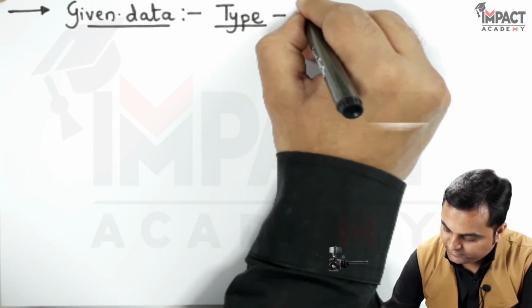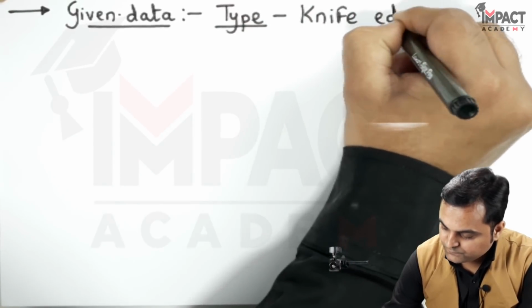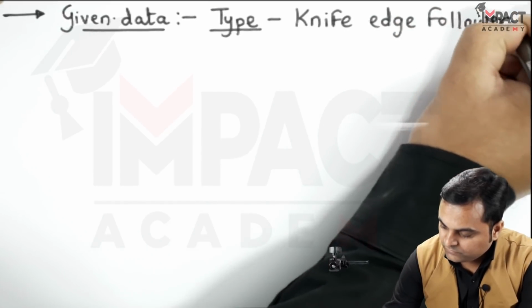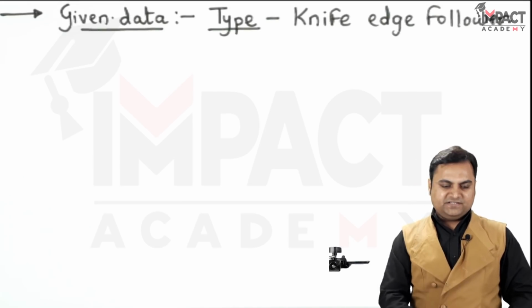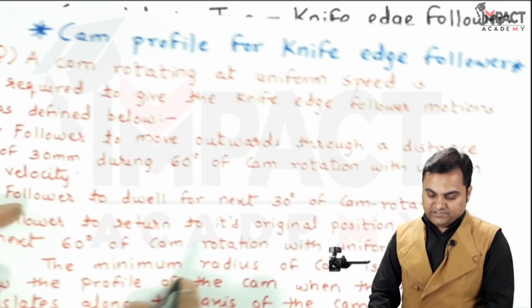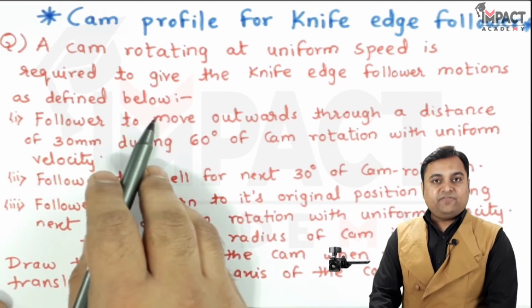The type of follower is a knife edge follower. It can even be a roller follower, but in this case it is knife edge, so I am mentioning the type. Next, motions as defined below.